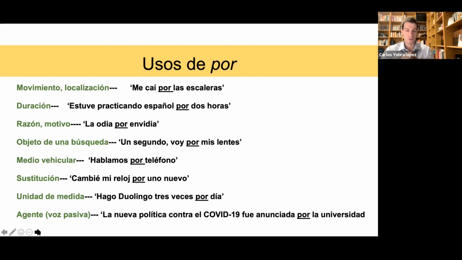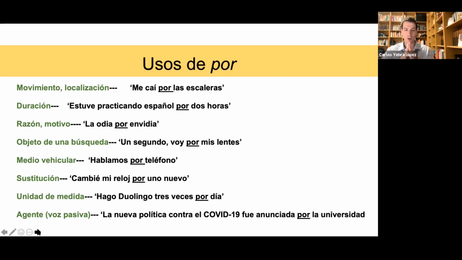Unidad de medida, so measure unit. For instance, hago Duolingo 3 veces por día. I do Duolingo 3 times per day. You need to drink 3 cups per day. That per, we translate it into por in Spanish.